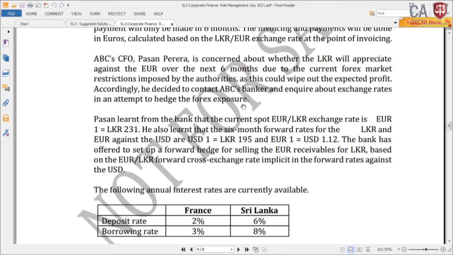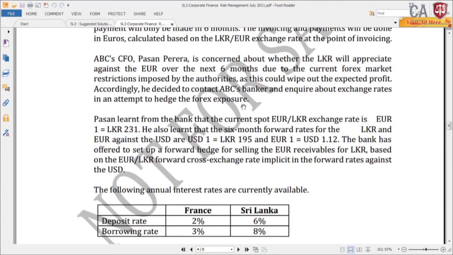But actually the problem they are talking about is not the depreciation of the rupee, but appreciation. According to the question, the CFO is concerned whether the Lankan rupee will appreciate against the euro over the next 6 months due to the current forex restriction. When it appreciates, we will lose money in terms of sale proceeds received. So they are concerned, and he has thought, okay, the better thing to do is a forward exchange contract.